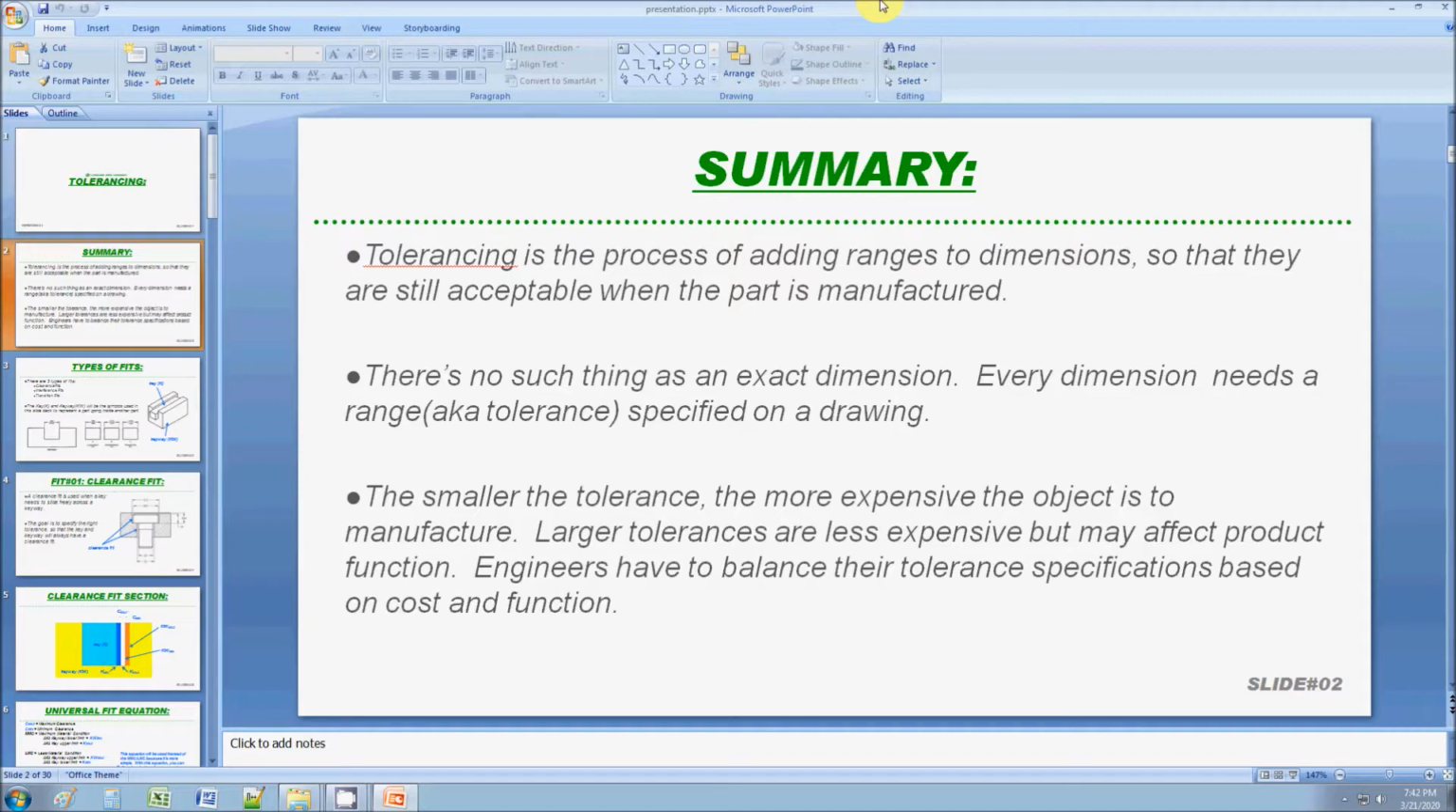The first step, we learned how to project your views on a drawing. Then we added dimensions, but there's no such thing as an exact dimension. You can spec 1 inch, but there's no such thing as an exact 1 inch. You've got to say, all right, what's the upper limit and what's the lower limit for every dimension on a drawing.